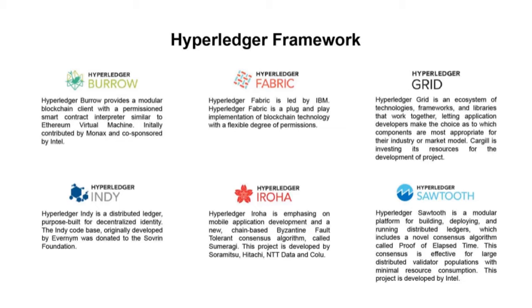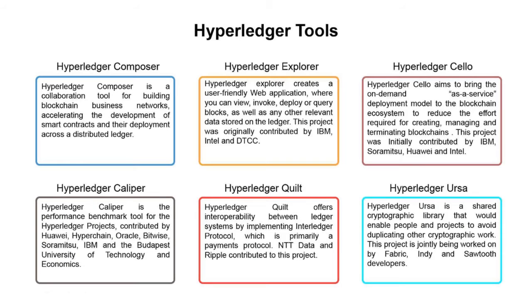And finally, we have Hyperledger Sawtooth. Hyperledger Sawtooth is a modular platform for building and deploying blockchain applications. This is using a new kind of consensus algorithm which is known as proof of elapsed time. This project is currently managed by Intel. After Hyperledger frameworks, we also have Hyperledger tools. Hyperledger tools are the tool sets which actually support the frameworks.